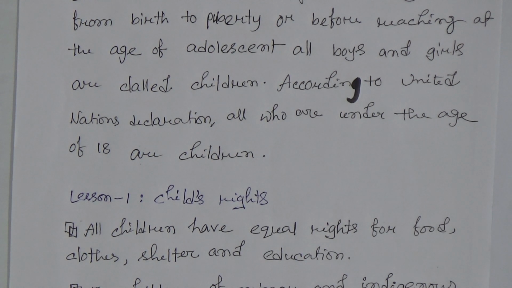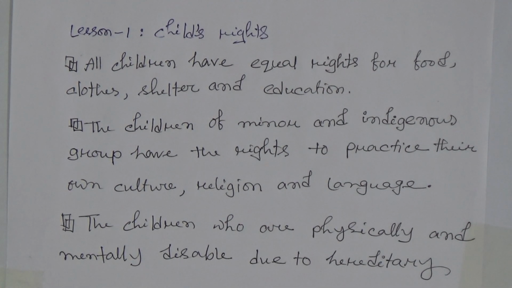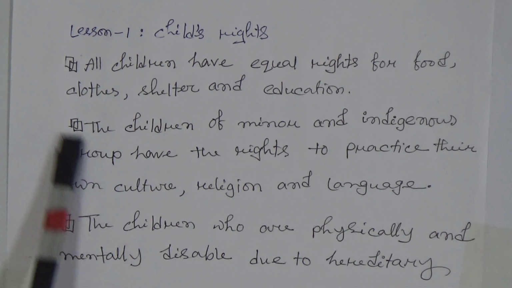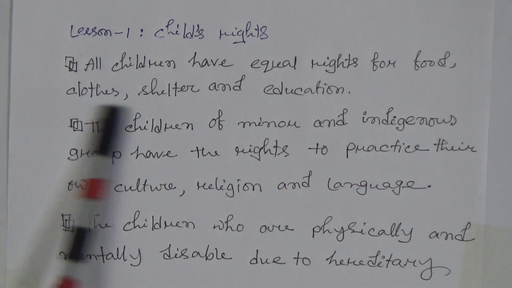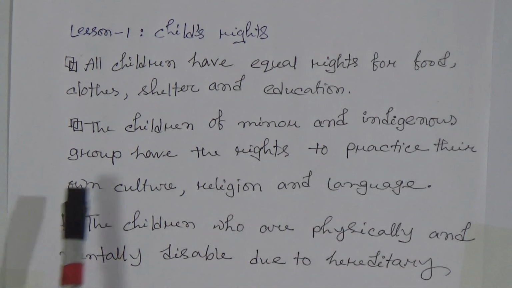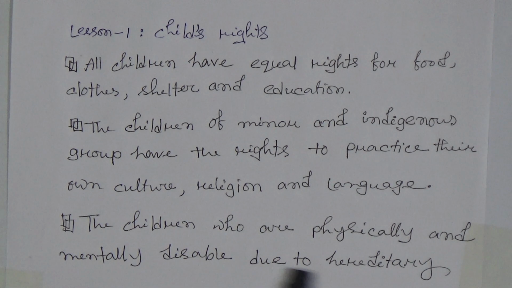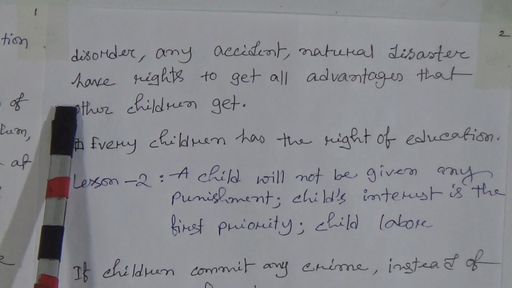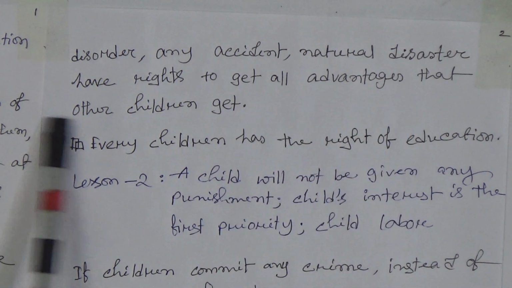Now lesson 1, child's rights. All children have some rights. Every citizen of a country has some rights that the state is bound to give, and the children also have some rights. Now we will discuss what those rights are. All children have equal rights to food, clothes, shelter and education. The children of minority and indigenous groups have the right to practice their own culture, religion and language. The children who are physically and mentally disabled due to hereditary disorder, any accident, or natural disaster have the right to get all the advantages that other children get.